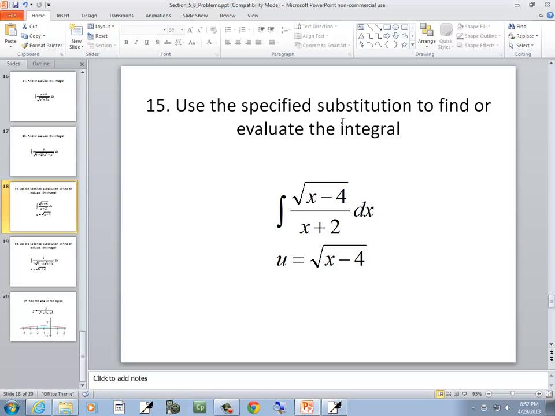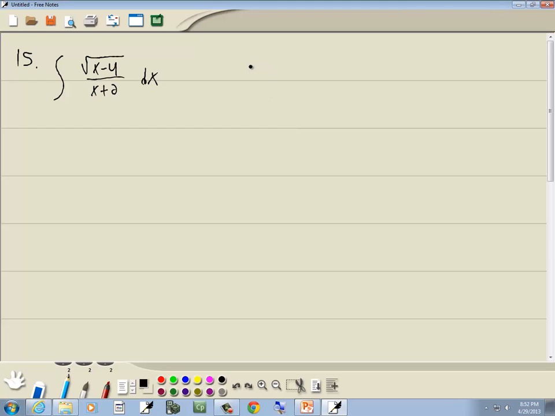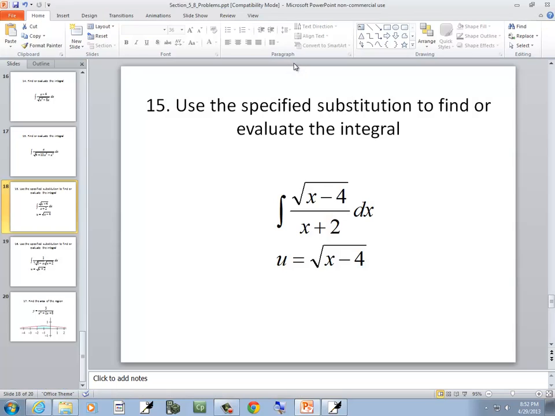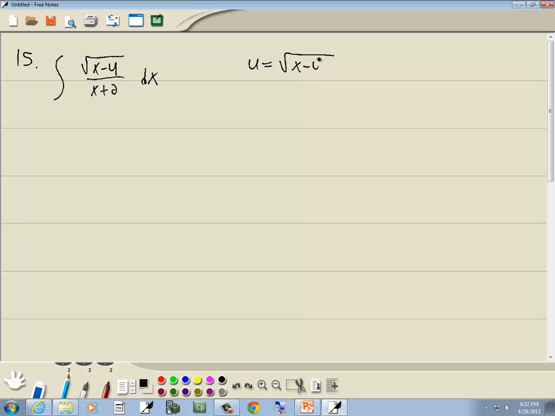Okay, it says use the specified substitution to find or evaluate the integral. So they're telling you to let u equal the square root of x minus 4. Well, that's going to account for the top part here, so that's going to disappear. Well, u is equal to x minus 4 to the 1/2. That's what square root means.